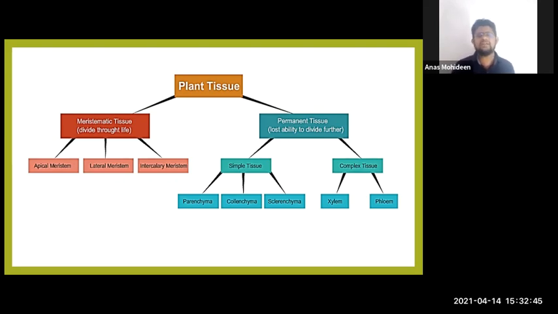Simple permanent tissues, we further divide into three: parenchyma, collenchyma, and sclerenchyma tissue. As well, the complex permanent tissues have two types: xylem tissue and phloem tissue.